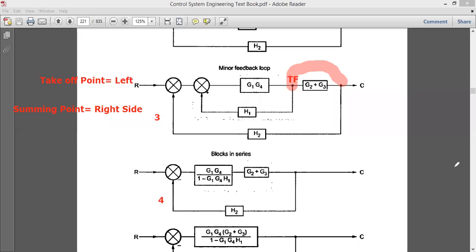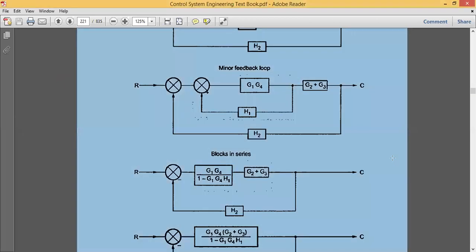Many of us face a problem while solving these block diagrams. Why? Because we think that this is my takeoff point and I should shift it towards the left side. No, just see, it is no. Why? Because this point is connected to the summing point through a feedback called H1. So therefore, I should go for checking my critical rule.